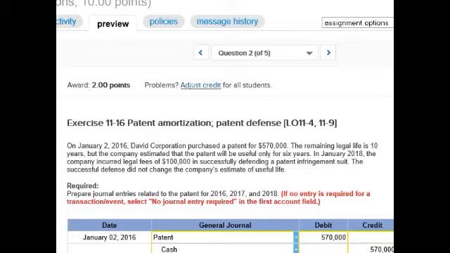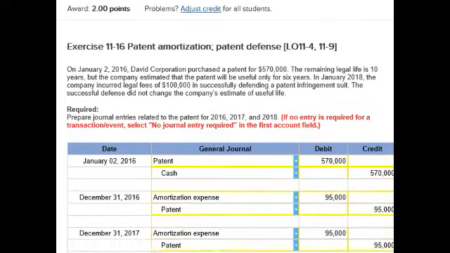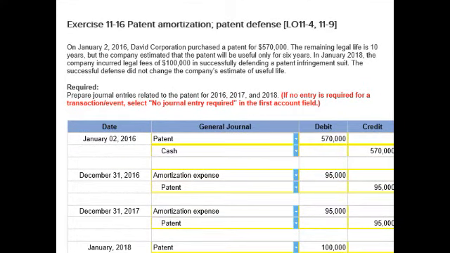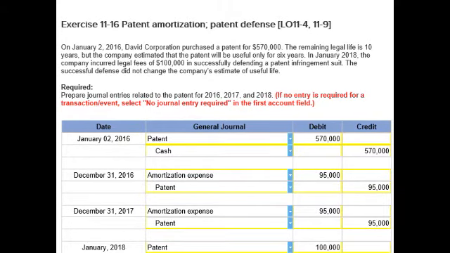So in this question, I know you guys have this question with a different set of numbers, but it's probably very similar to what you have. In this case, on my problem, the patent was for 570,000. That's the cost. So we would at first capture it as an asset on the day you obtained it at 570,000. So we debit it, and since we pay for it with cash, we decrease cash by crediting it 570,000.